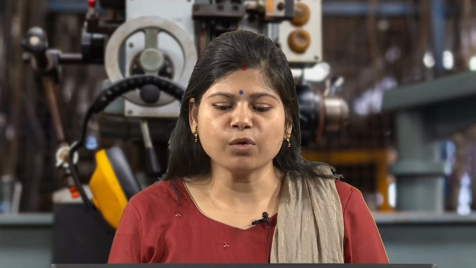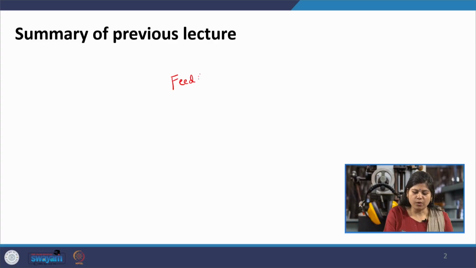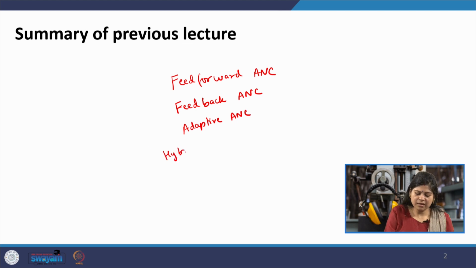So, this is our continuation of the previous lecture where we have begun the strategy for active noise control, where active noise control was introduced, what it is, the basic architecture of an ANC system, the basic components inside an ANC system, and some of the common types of ANC system, such as what you mean by a feed forward ANC, then a feedback ANC, and similarly adaptive ANC, hybrid ANC, these kinds of things.